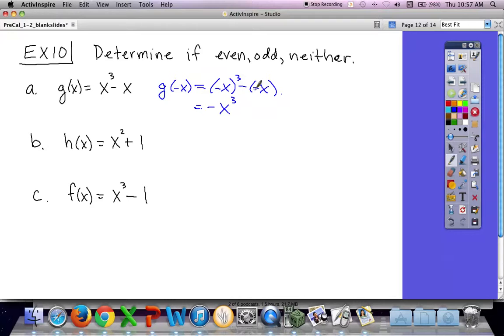Okay, what about this minus a negative x? Minus a negative means plus. Okay, but if I factor negative 1 from both of those terms, I have negative x to the third minus x. Well, that's the opposite of what we started with, right? The g of x is x to the third minus x. G of negative x is negative g of x.